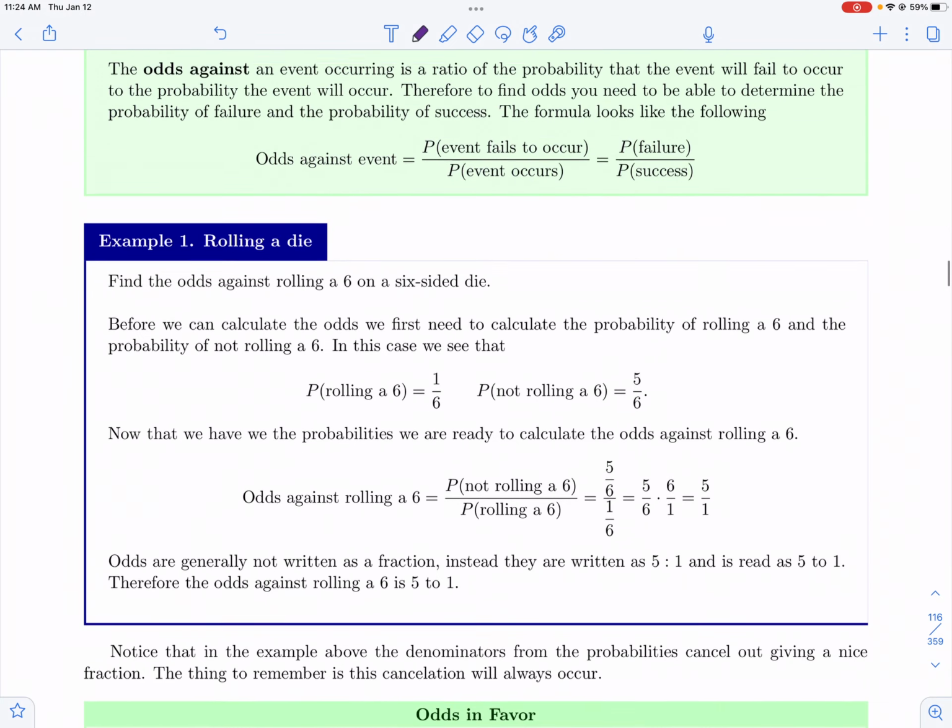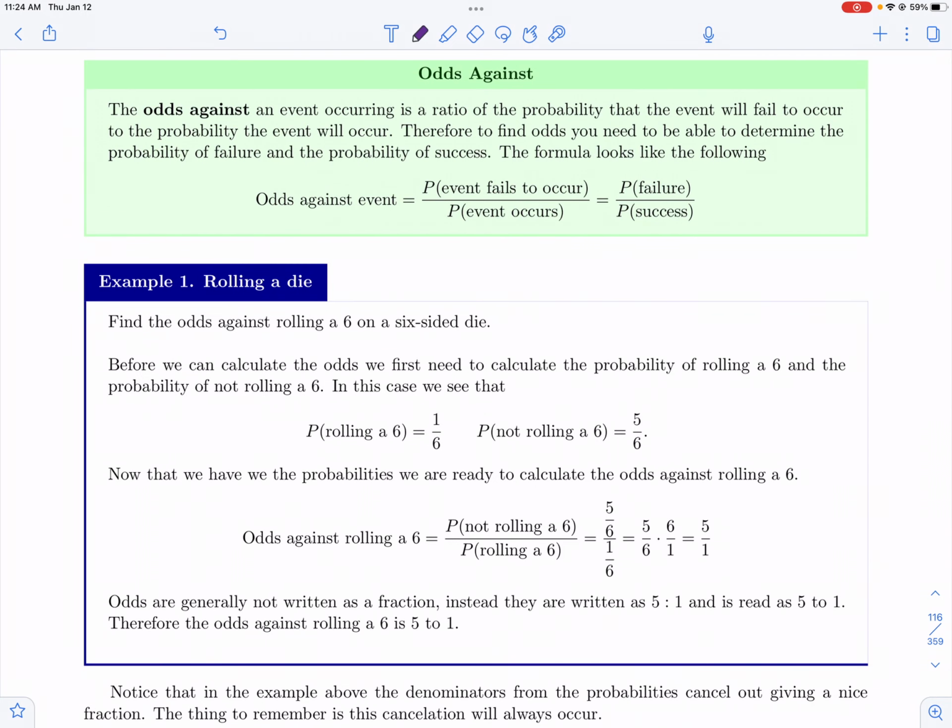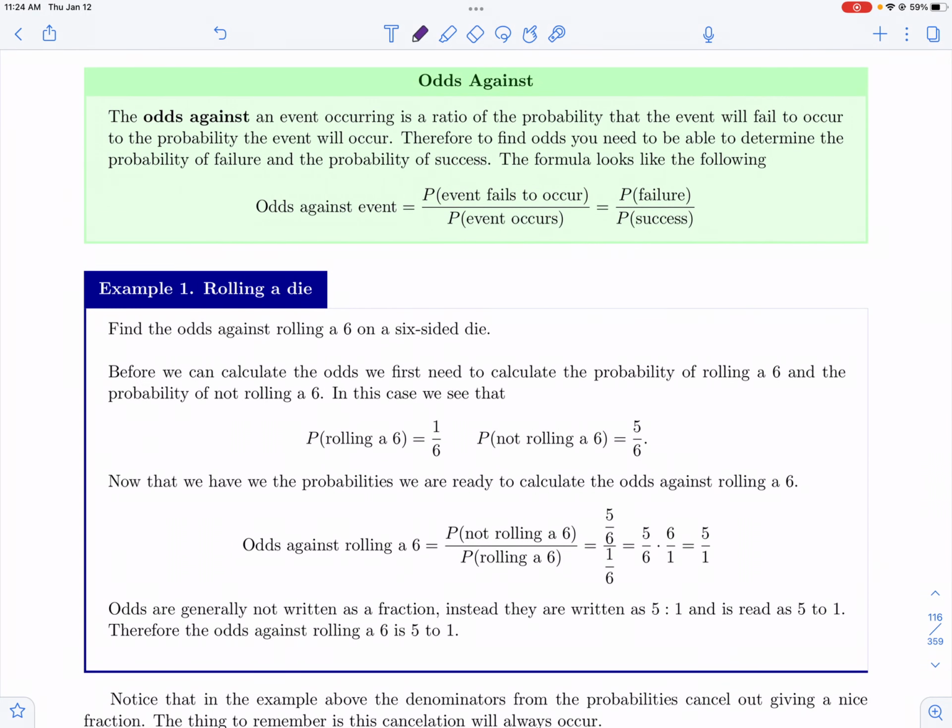They're very similar in terms of how we set them up, and I'll talk about each one of them as we go through. If we look at our odds against an event occurring, what we're looking at is the probability that the event fails to occur on the top, divided by the probability that the event actually occurs on the bottom. So this is using some of the stuff that we had talked about before.